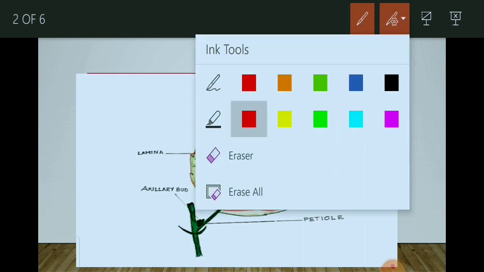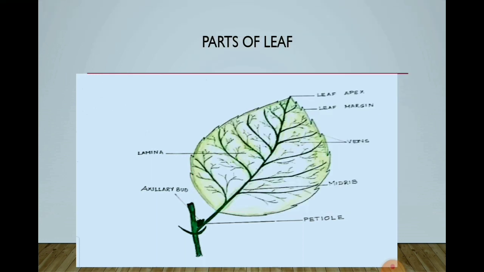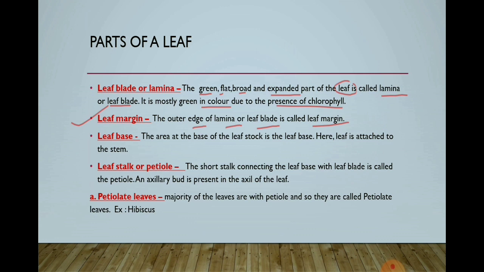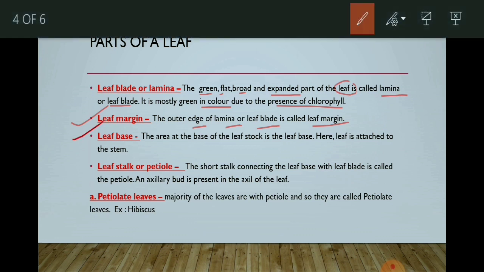I hope this one is clear to you. Now the next topic, or the next point, is leaf base. So what is leaf base? Let us see. The area at the base of the leaf stalk is the leaf base. The spelling given over here is wrong. The spelling will be STALK. Okay. So the area at the base of the leaf stalk is the leaf base.